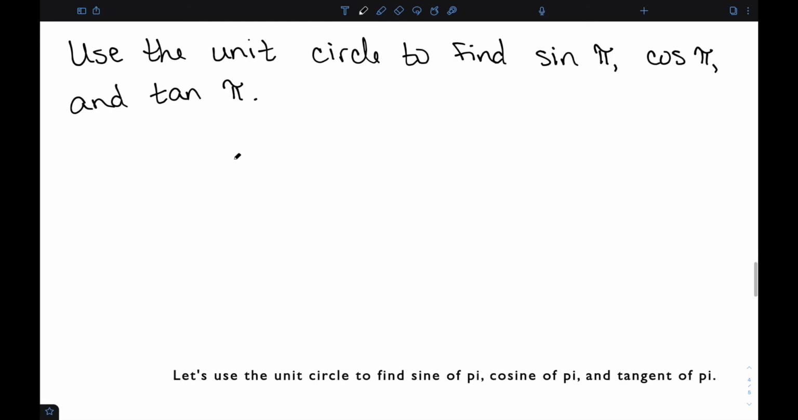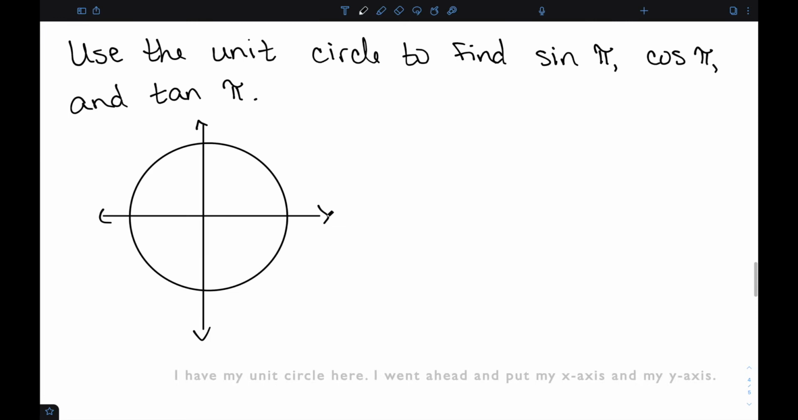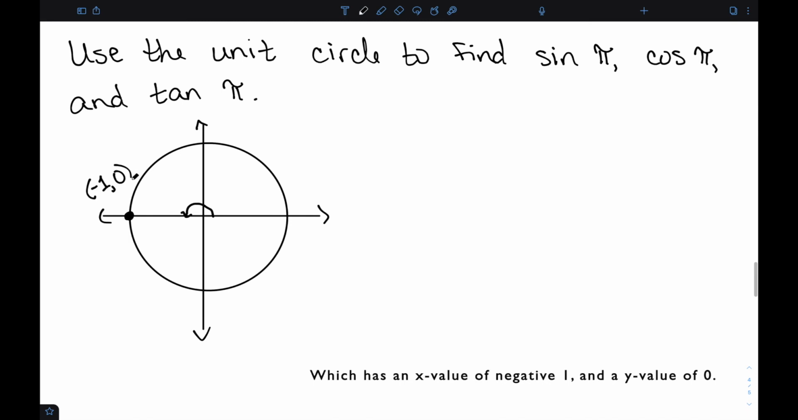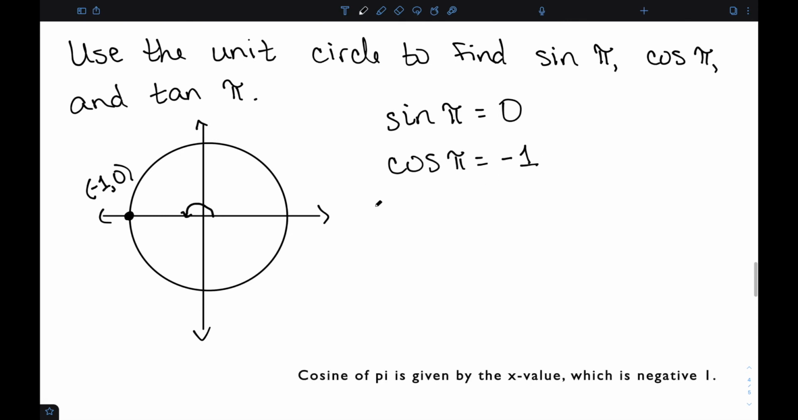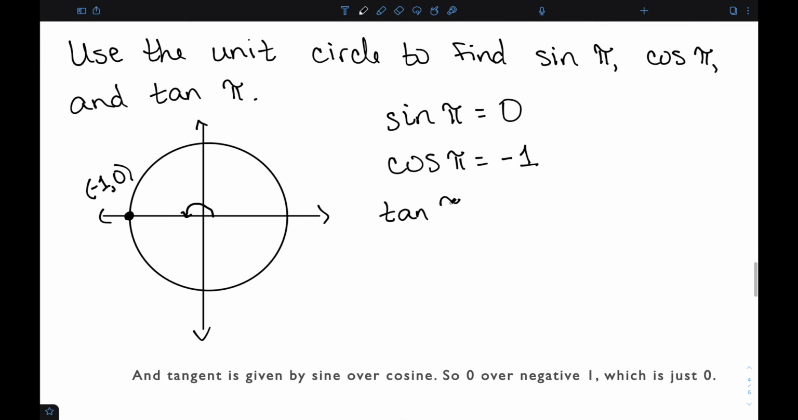Let's use the unit circle to find sine of pi, cosine of pi, and tangent of pi. I have my unit circle here, and I went ahead and put my x-axis and my y-axis. Pi is halfway around the circle, so I'm looking at this point here, which has an x value of negative 1 and a y value of 0. Sine of pi is given by the y value, which is 0. Cosine of pi is given by the x value, which is negative 1. And tangent is given by sine over cosine, so 0 over negative 1, which is just 0.